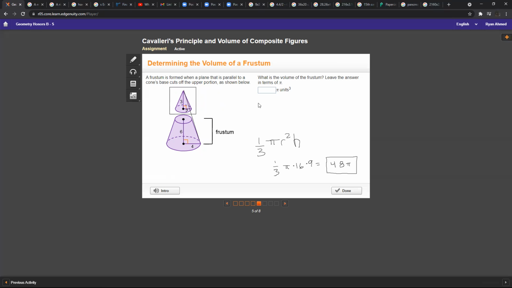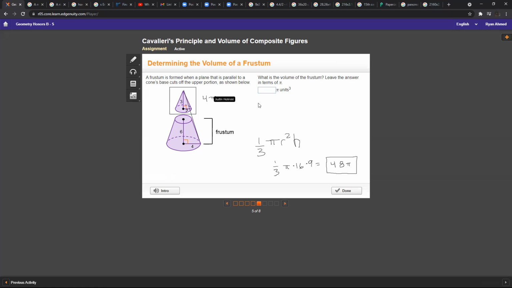Volume of the cone, so 1/3 pi times r squared times h. Would the base be 2 squared? The radius would be 2, so yeah, we want to do 2 squared. So 4 in total. 4 pi. Exactly, 4 pi.